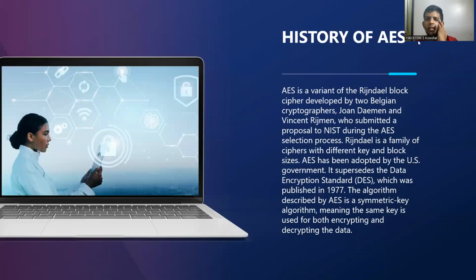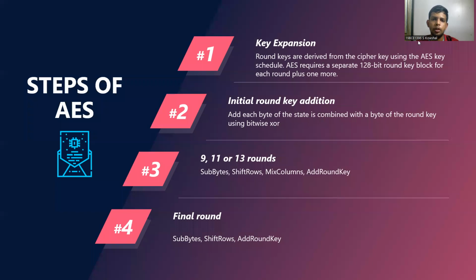The AES history: it was a variant of the Rijndael block cipher. We'll see how the Rijndael block cipher gets involved in AES in the further slides. As I said, it replaced Triple DES, and AES was used as a single key encryption algorithm. It's a symmetric encryption algorithm. So how does AES work? These are the steps of how AES works. This is just an overview. I'll give the detailed steps in the further part of the slides.